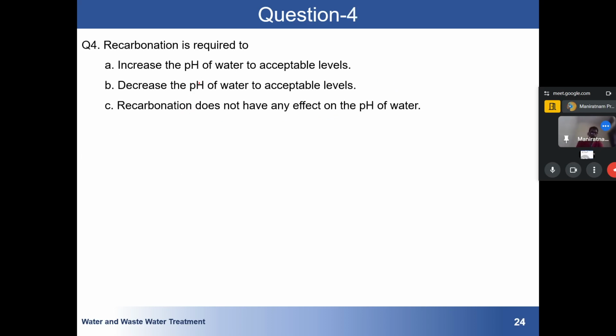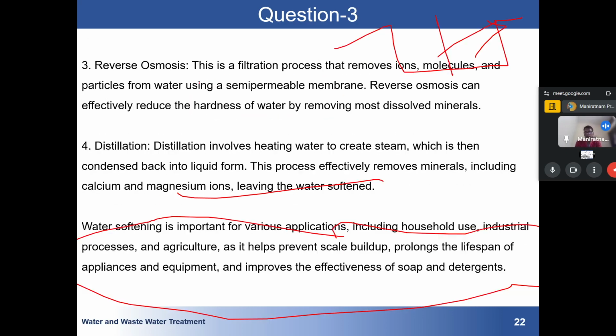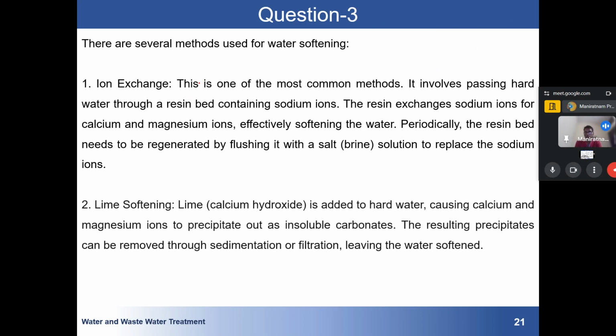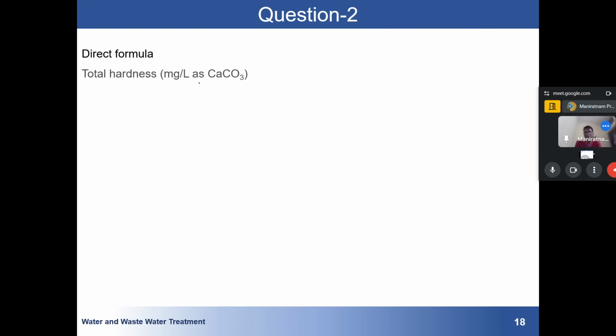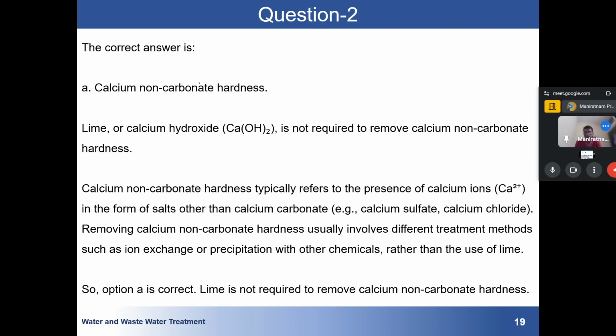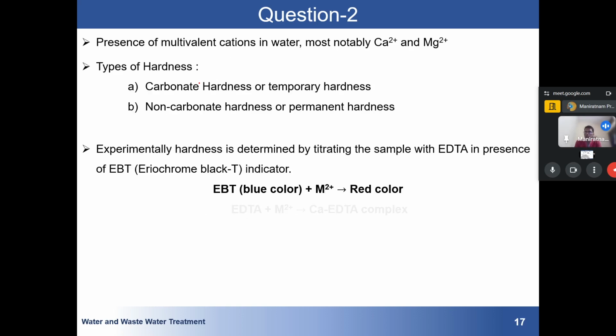Remember this recarbonation I have shown you. What is this recarbonation? There was a question related to this recarbonation. I don't know where that was. Yes, okay.